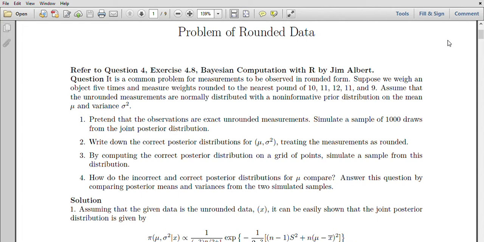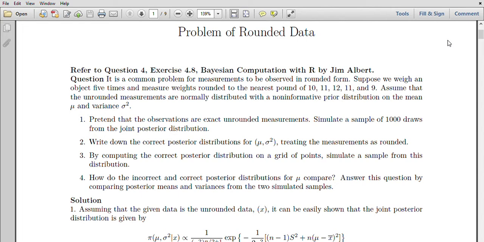This example deals with observations coming from a normal distribution, but there is a slight change. The observations were not recorded as they were; instead they were rounded to the nearest integer. So for example, 10.7 became 11, 10.2 became 10, and so on. Here we have 5 observations: 10, 11, 12, 11 and 9.